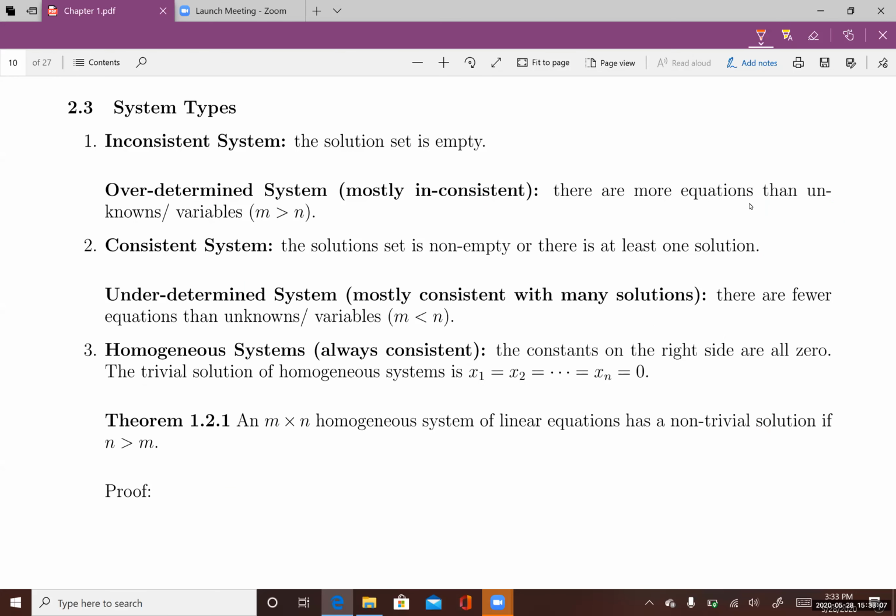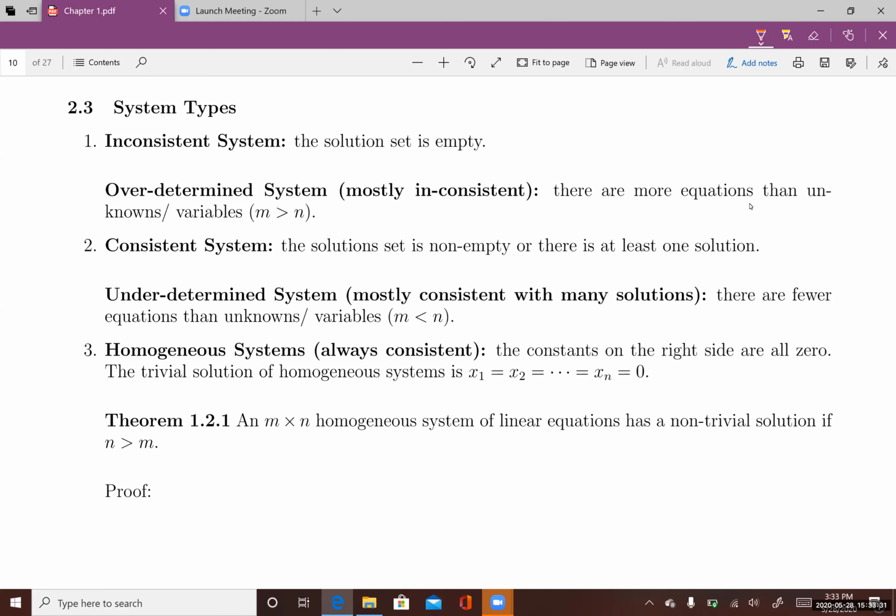This lecture introduces different types of systems of linear equations. The first type of system of linear equations is the inconsistent system. A system is inconsistent when it has no solution, or when the solution set is empty, no solution at all.